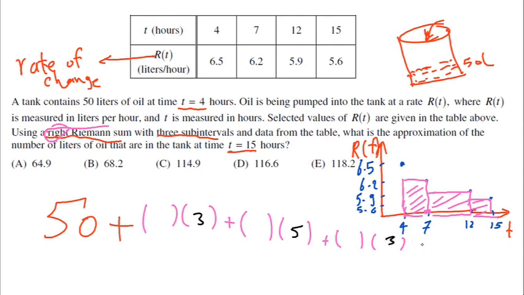When you look at the height, now we're taking the right endpoint. So we're interested in what the rate is at t equals 7. From the table, you'll know that it's 6.2. Then at t equals 12, that's 5.9. Then at t equals 15, that's 5.6. So can anyone do the calculation? Can you use the calculator to tell me the answer to all that?